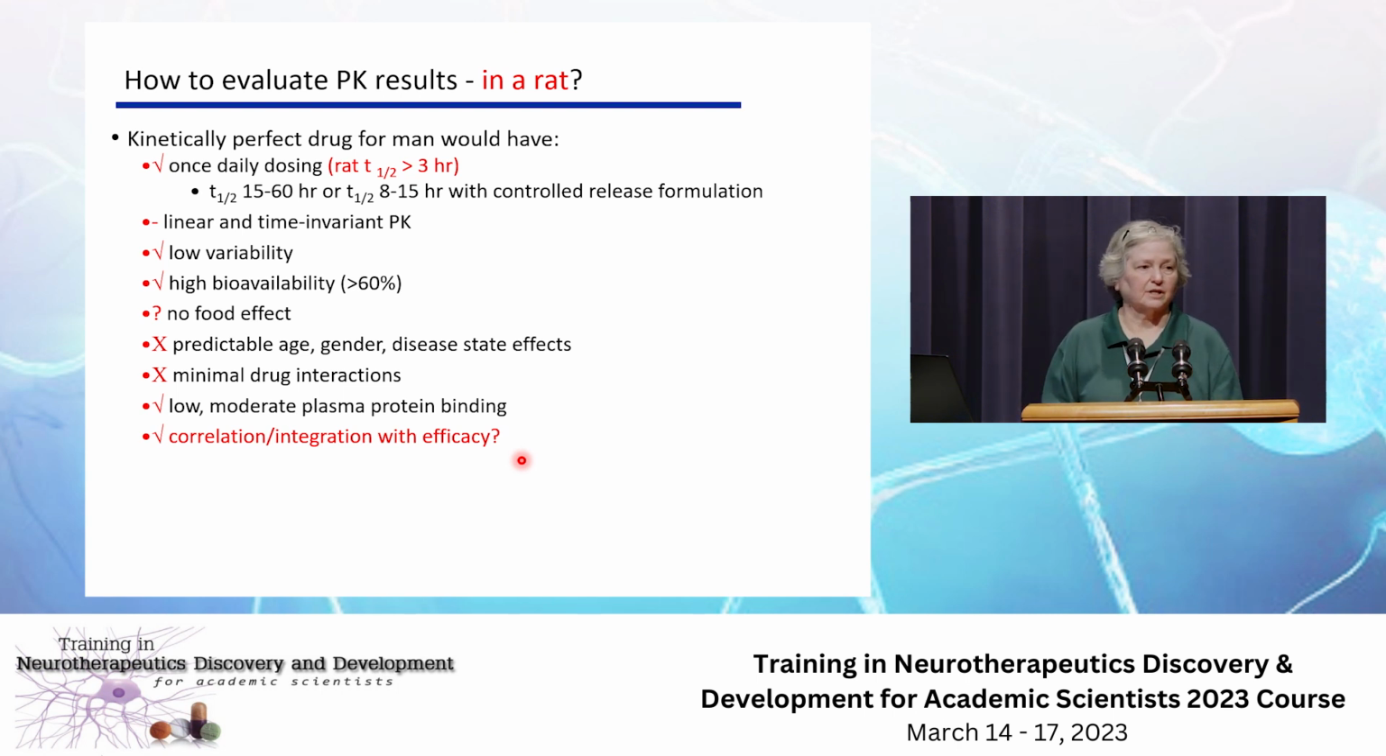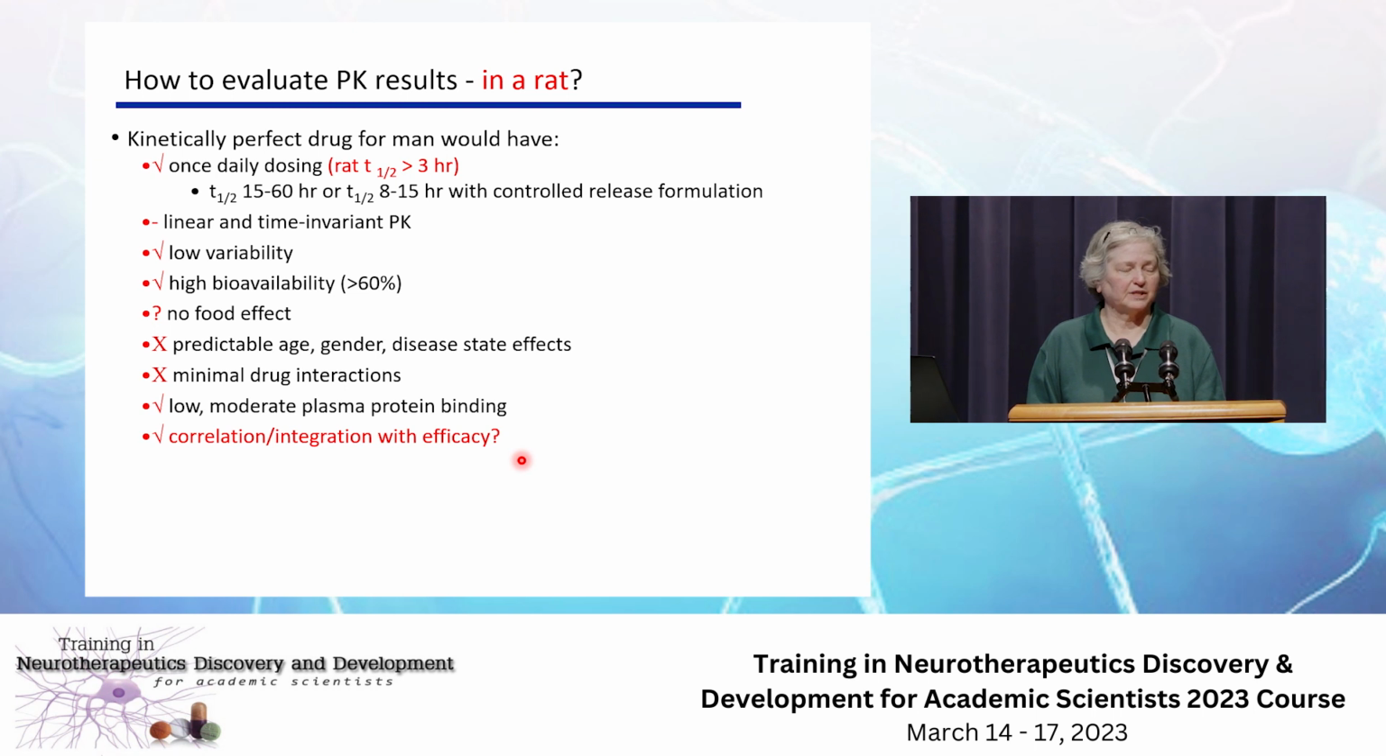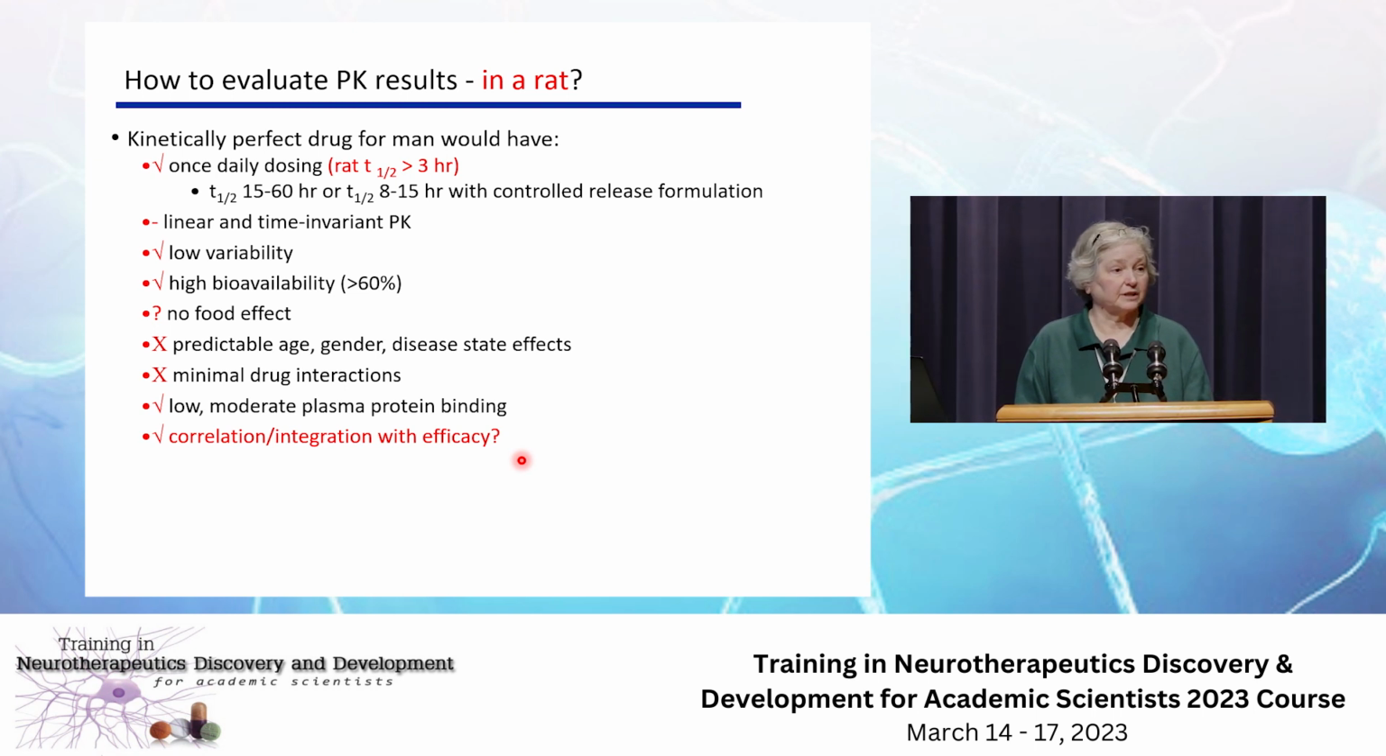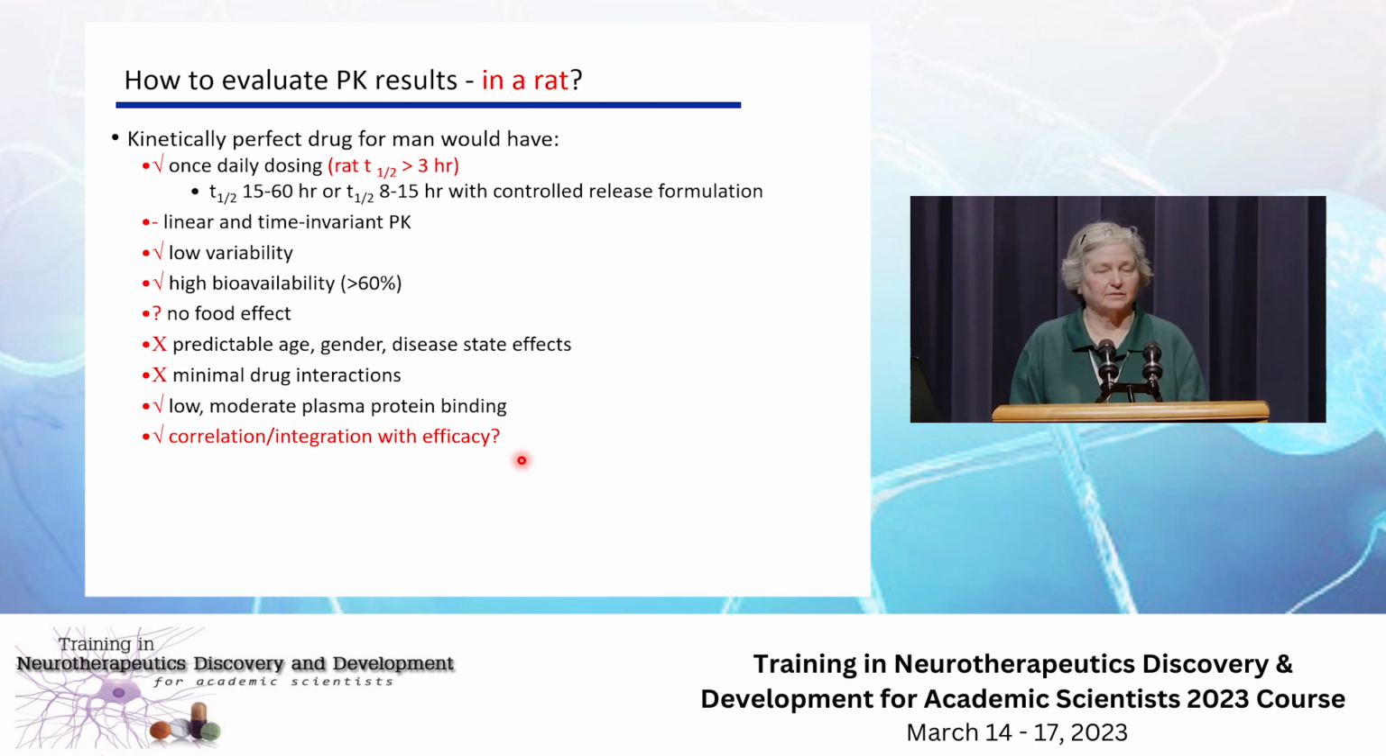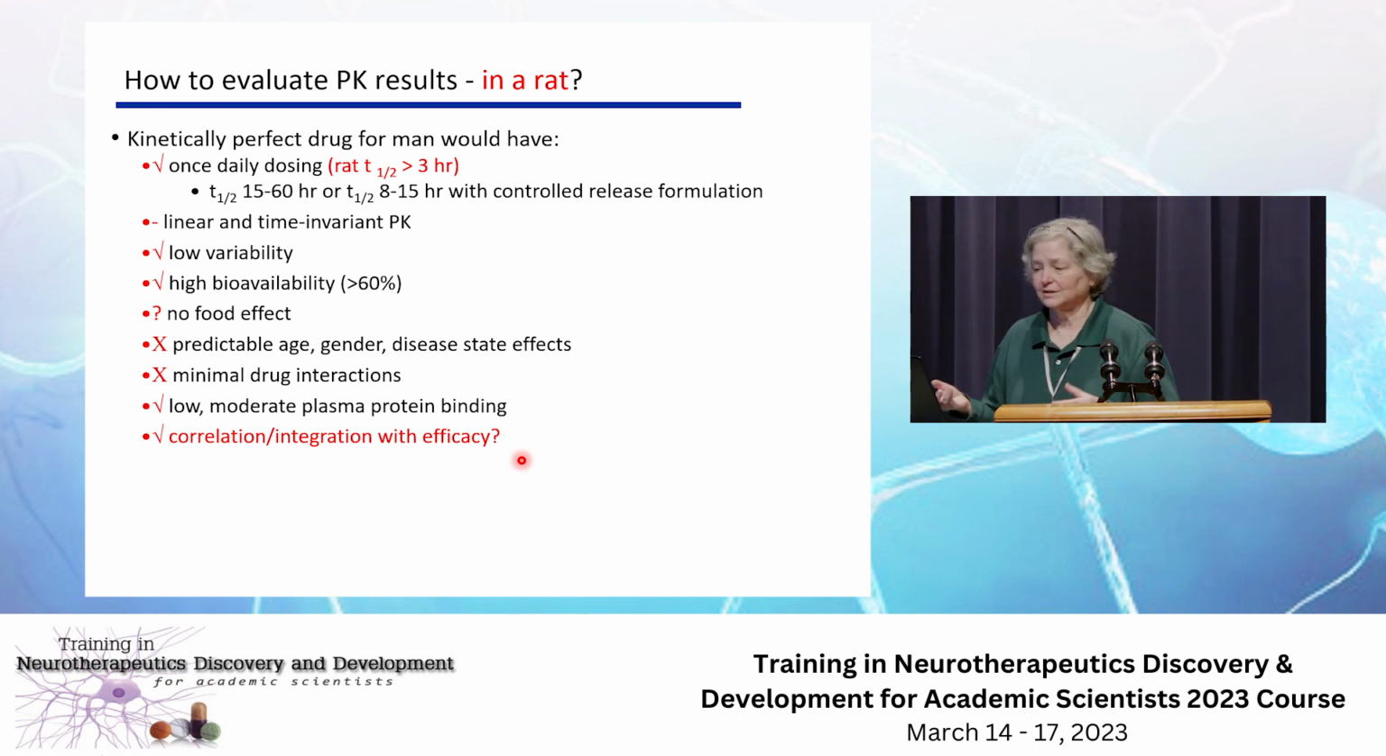In the last few years, it's gotten easier to run mouse PK studies with microsampling and very sensitive mass specs. But 10 years ago, you had to have only one sample per mouse. And so it took the same amount of compound to run a mouse PK study as to run a rat PK study, about 50 mice, as opposed to 6 rats. And so we tend to screen in rats, although that's moving to mice.